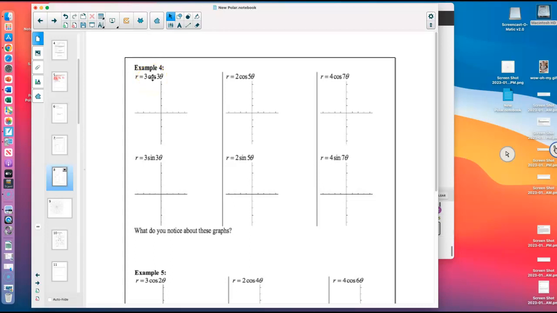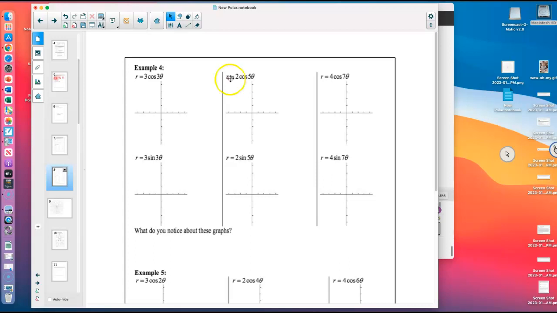How many petals are you seeing, though? And when you see it, is the x-axis splitting one of the petals? Okay. Go do 2 cosine 5 theta. I want you guys just to investigate on your calculators a bit. There's a couple things you should notice. Your petals are now shorter, but there's more of them. Correct? Do you agree with me? How many? 5. Is the x-axis splitting one of them?